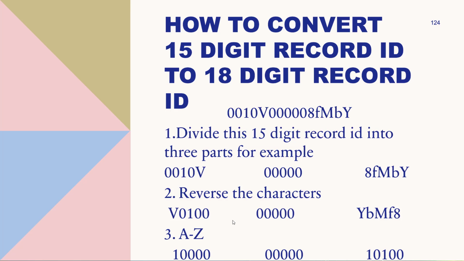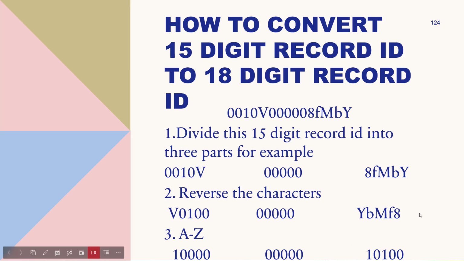Now we move to our next step, that is A to Z. In this we take a capital letter as 1, and the remaining characters, like numerals, and small alphabets as 0. So this is the capital V, so we take this as 1, and then 0 is 0, 1 is 0 because this is a numerical term, and then again 0 is 0, and 0 is 0, and this whole term is 10000.